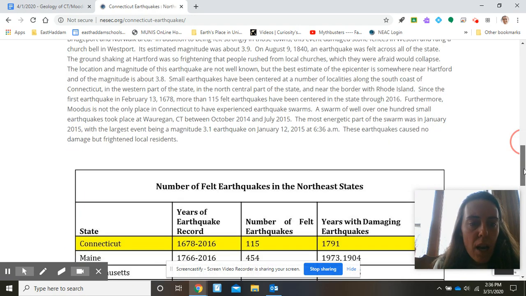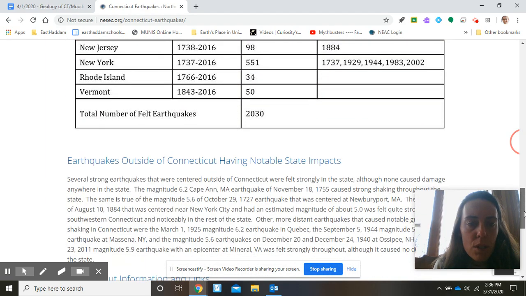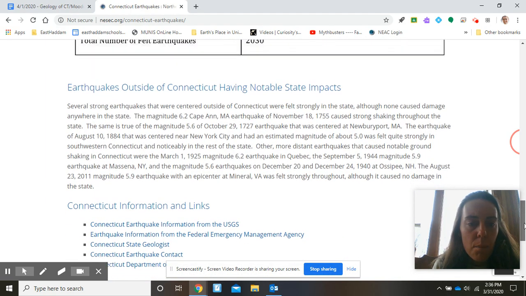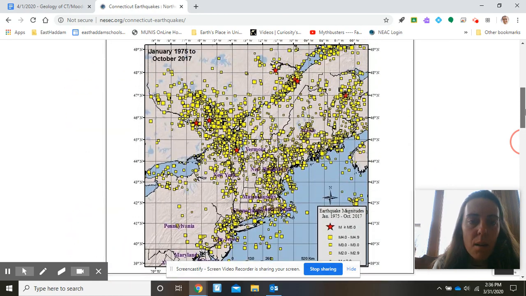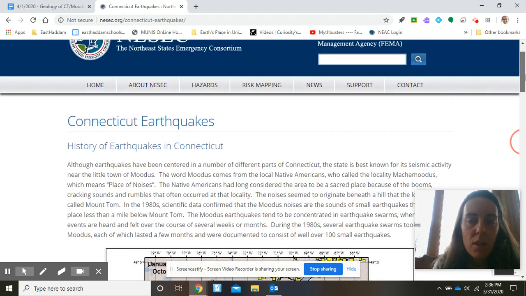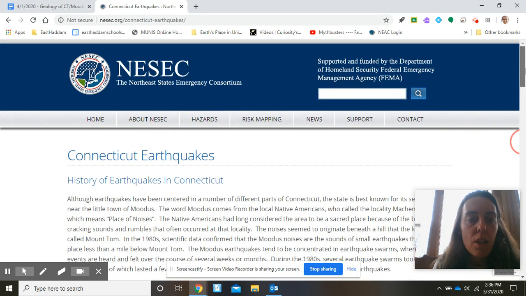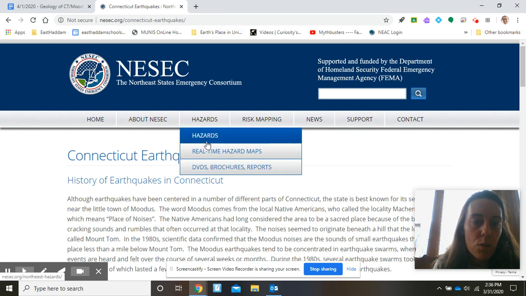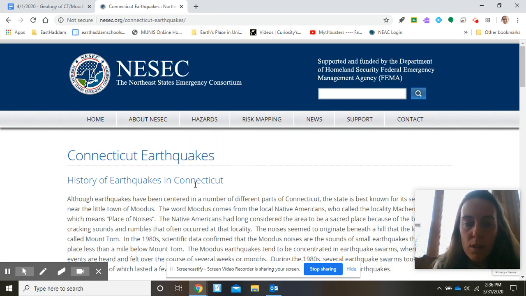So you can read on here if you're interested in other earthquakes, and there are some links down there, but I just wanted to let you guys know that there is some really interesting geologic connection between our town's name, the names of your school, the Moodus noises, and just some interesting facts about that.